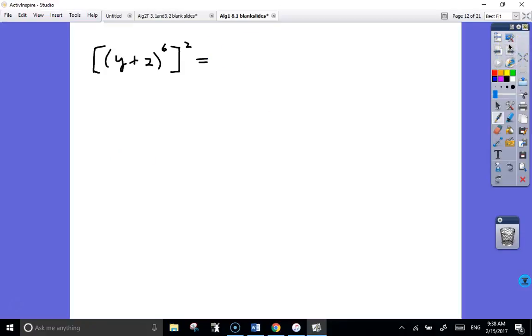Okay, how about this one? What's the base in this one? It's y plus 2, right? It's what's being raised to the power inside that inner parentheses, right? Y plus 2. Okay, so how do you say y plus 2 to the 6th squared? What do I do with the exponent? Multiply the 6 times 2, right? So this is y plus 2 to the 12th. That's it.